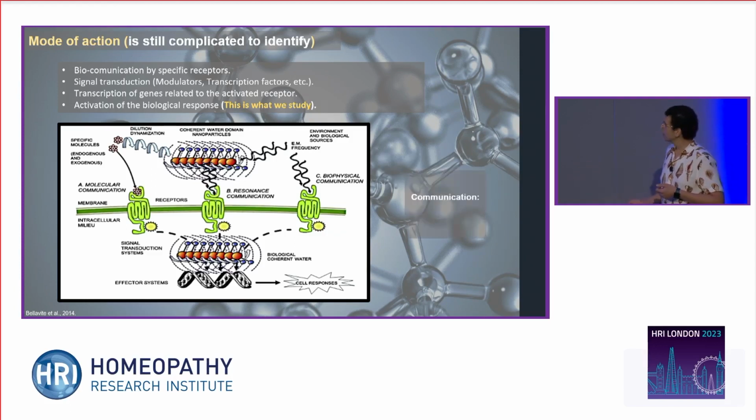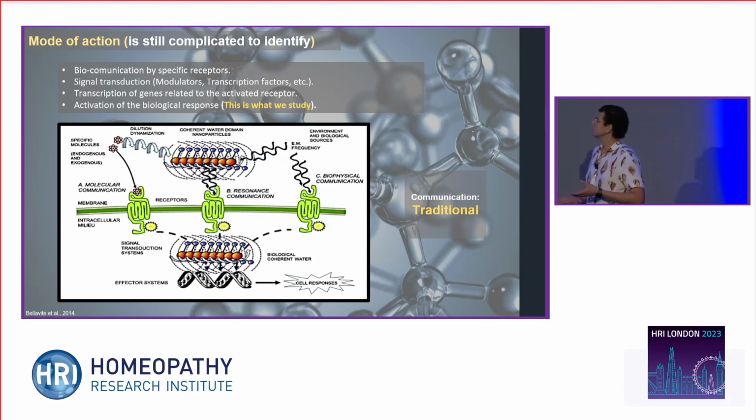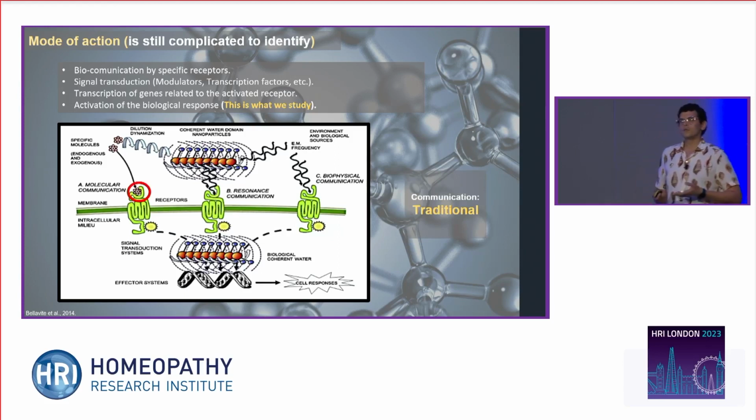These interactions are very different. This is from Bellavite, 2014. We have here the traditional communication. There is a molecule that can be recognized by the receptor, but there is also this other hypothesis that there is not a molecule like that, but the receptor can recognize or interact with other things, like biophysical communication. But what we have clear here is that we need an interaction with the receptors so the cell can internalize that signal and have a response to that effect.